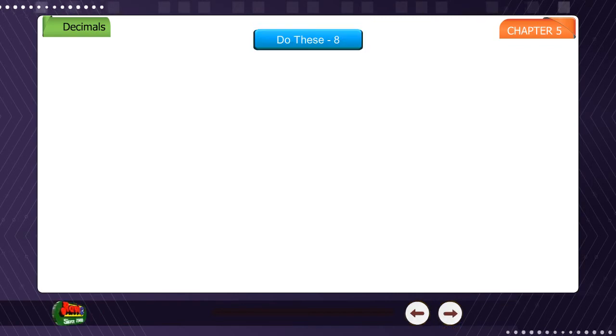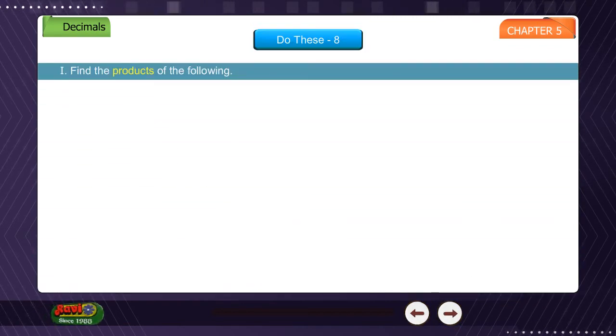Do these. 8.1. Find the products of the following. Problem solving.